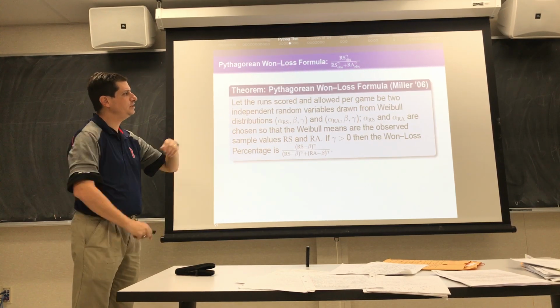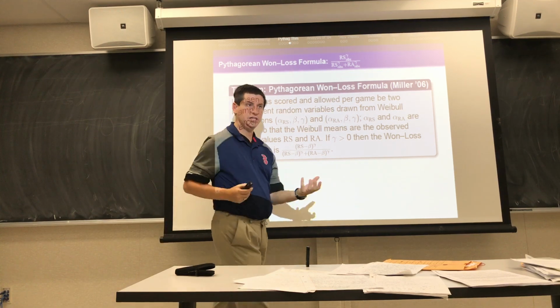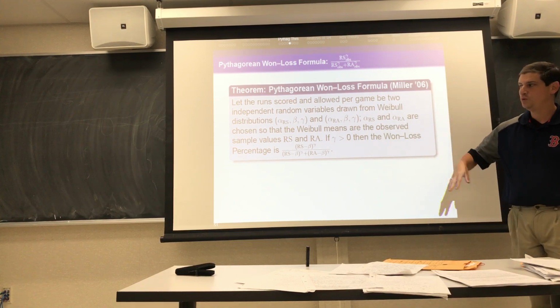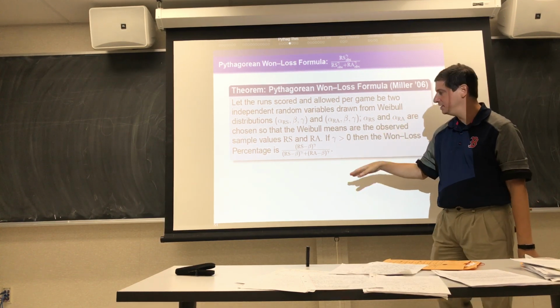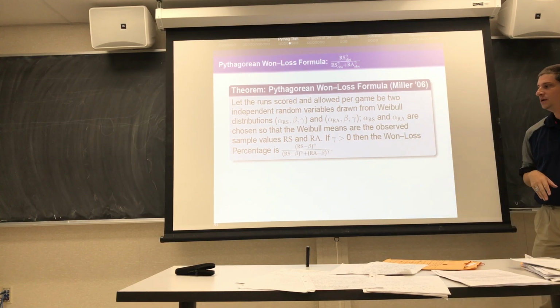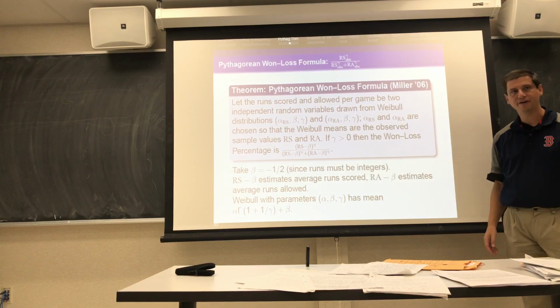All right, so here is the main result. If you assume teams' runs scored and runs allowed are drawn from independent Weibulls with the same parameter gamma, then the probability that you win is basically runs scored minus beta to the gamma, over runs scored minus beta to the gamma plus runs allowed minus beta to the gamma. We take beta to be -1/2.